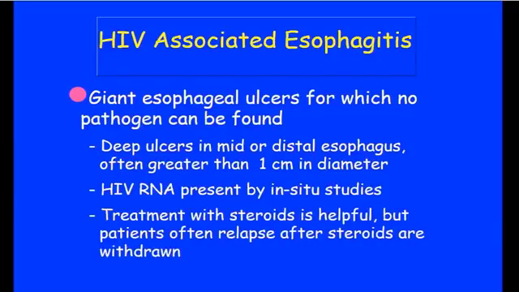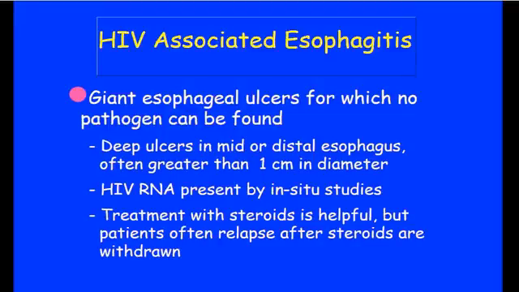Lastly, HIV associated esophagitis. In patients that aren't on antiviral therapy, we used to see a lot of giant ulcers in patients with full-blown AIDS, and we would get the biopsy and you'd do a herpes stain and a CMV stain, and we even did electron microscopy here when I was a fellow. That was my job. And we could not find a pathogen.